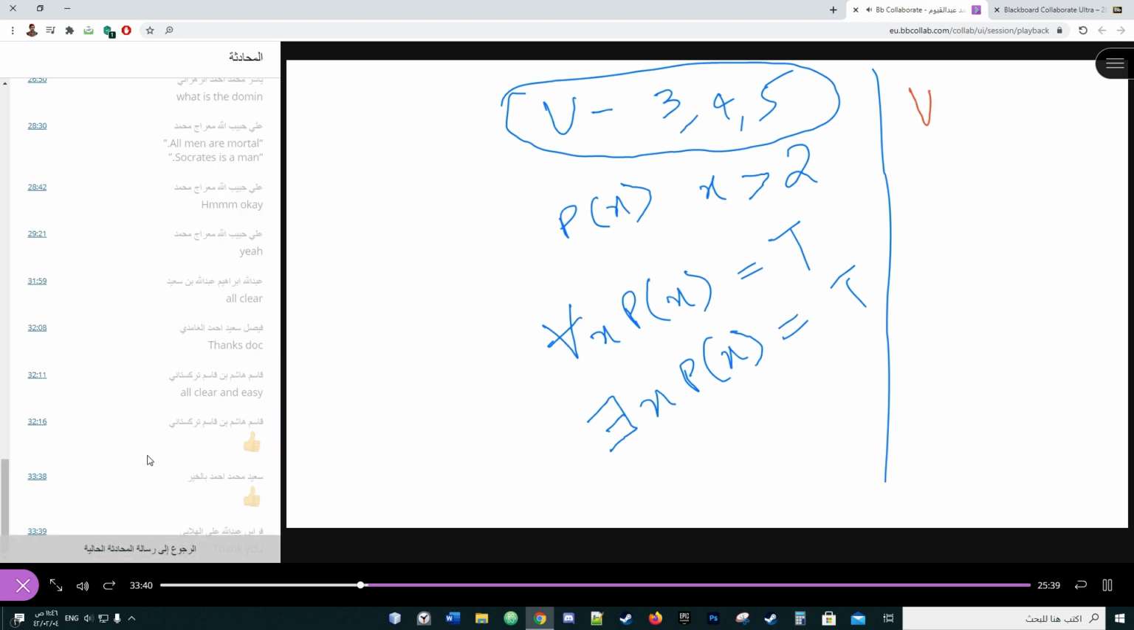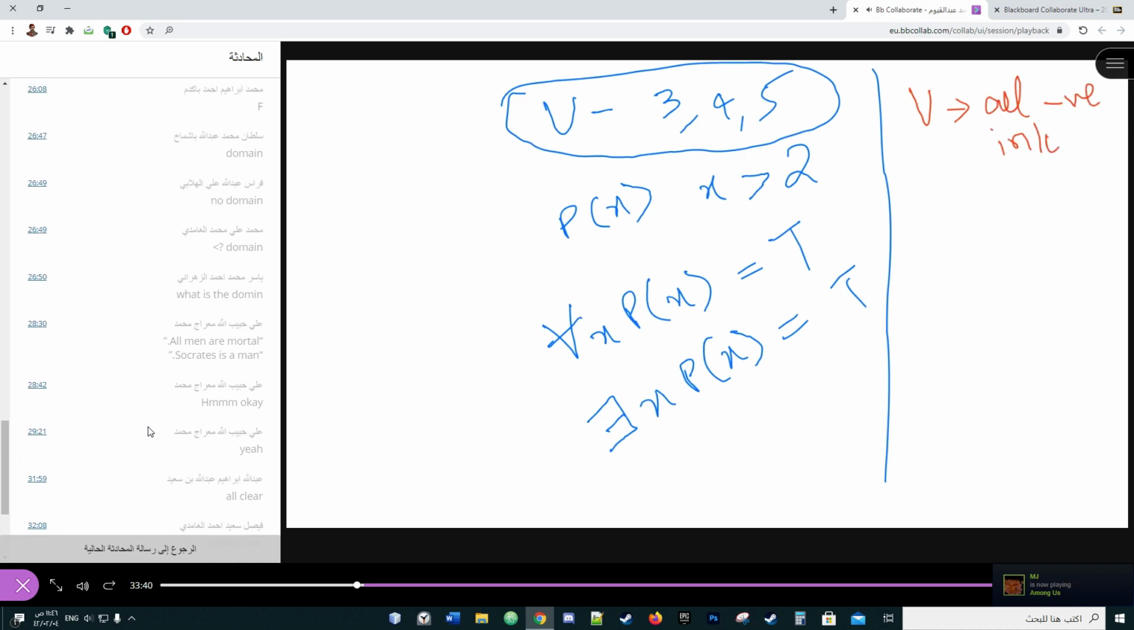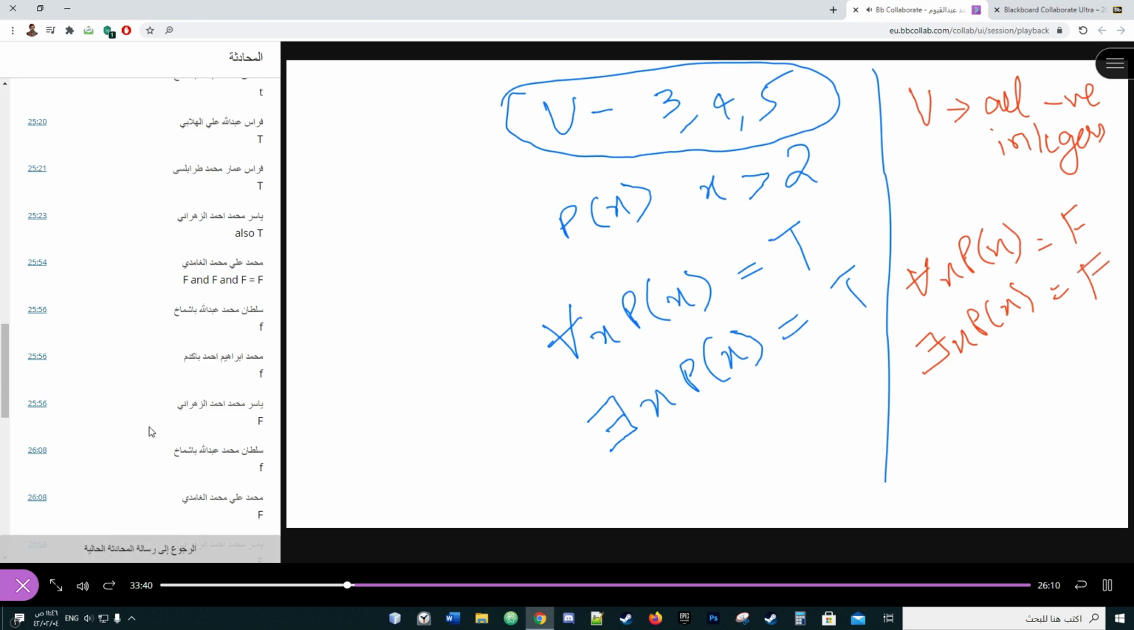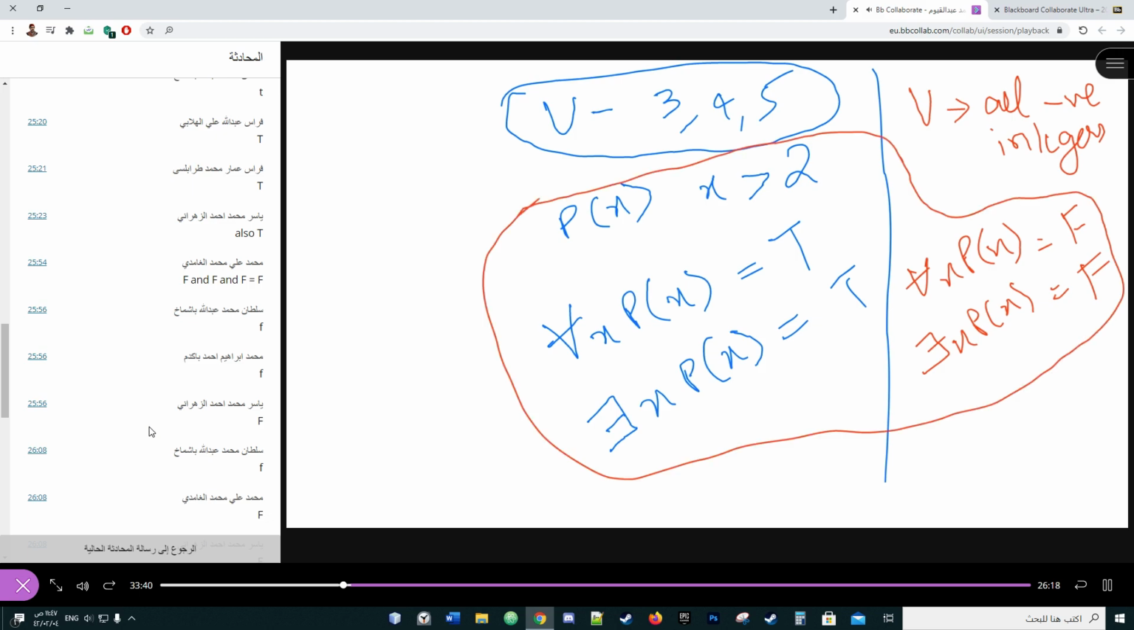Now the domain is all negative integers. Now what is for all x P of x? False and false and false. Yes, so this is false. And there exists one x? Okay, also false. So if you see this, it's the same expression and same questions, only the domain has changed. So it's very important that you know the domain.